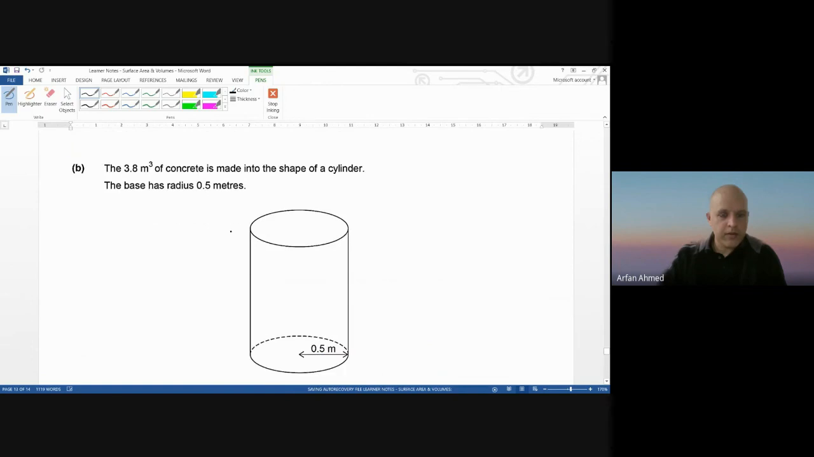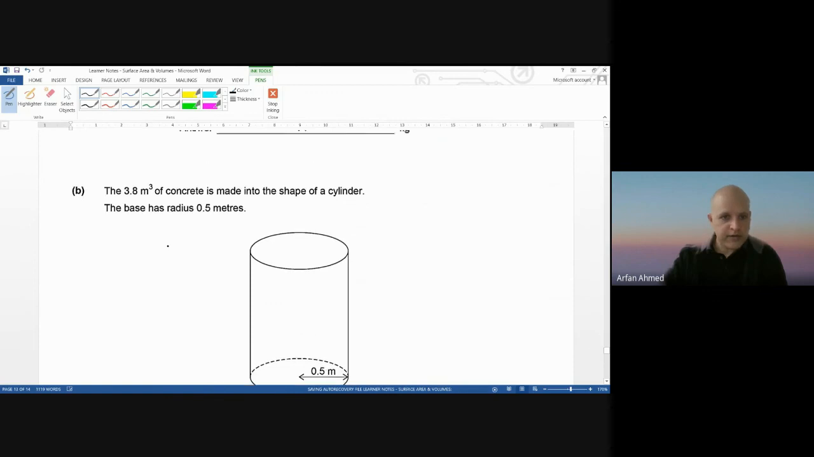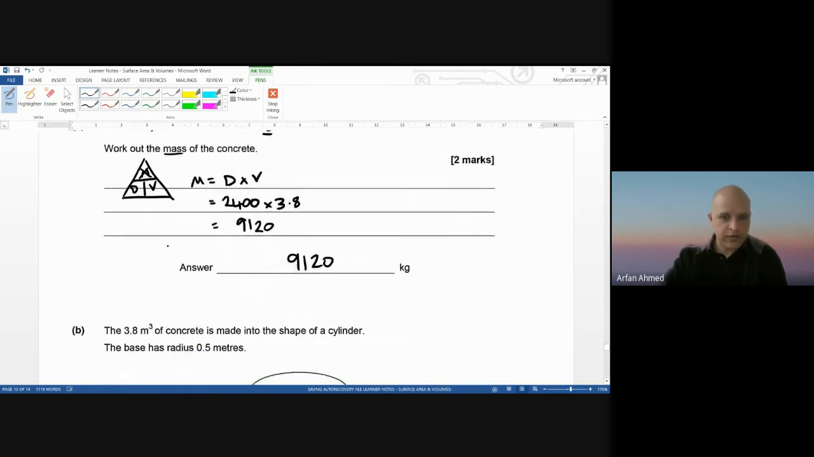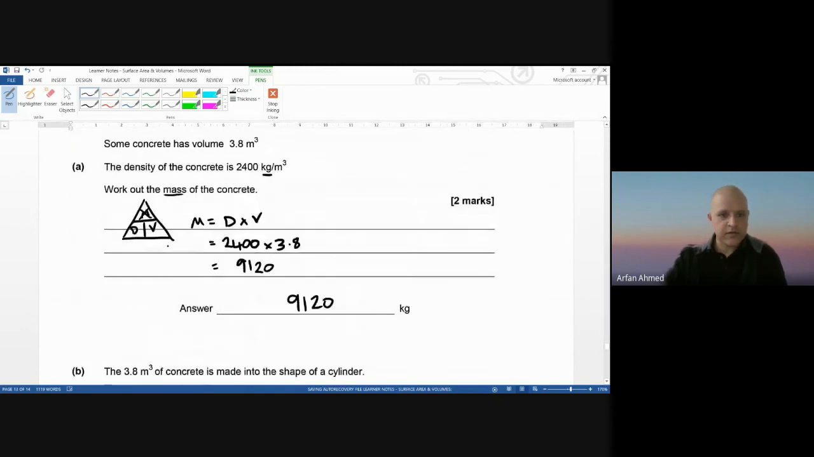Next one, part B. Well, it's part of the same question. 3.8 meters cubed of concrete is made into the shape of a cylinder. The base has a radius of 0.5 meters. Work out the height of the cylinder. The only similarity it's got is to do with the concrete. I mean, it's got nothing to do with anything else.